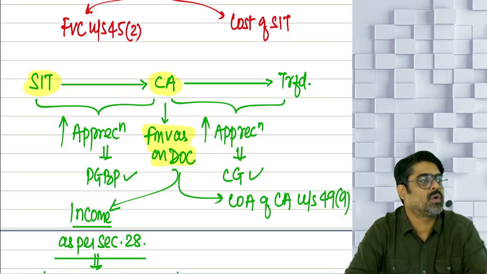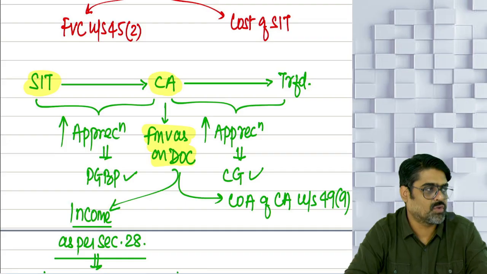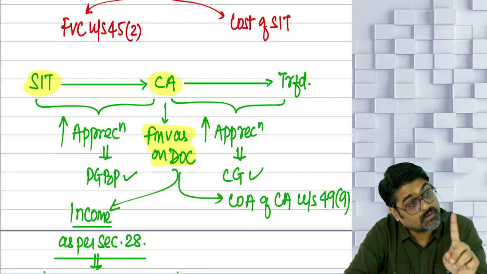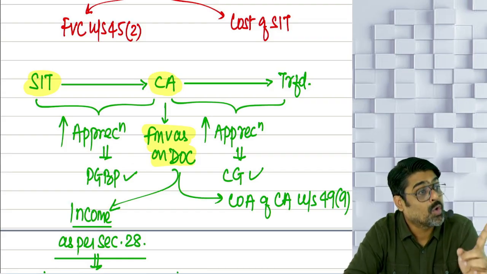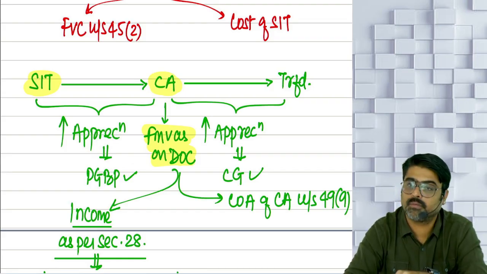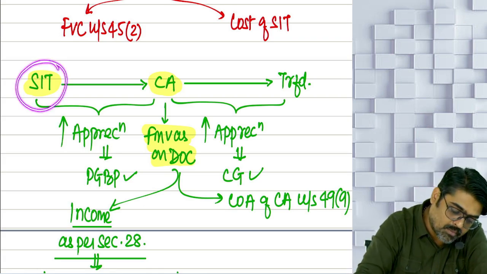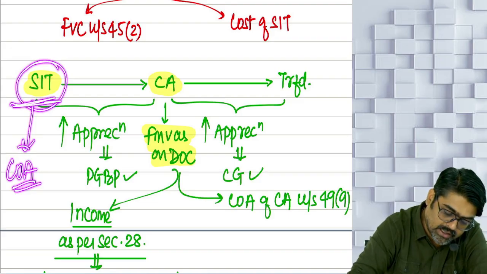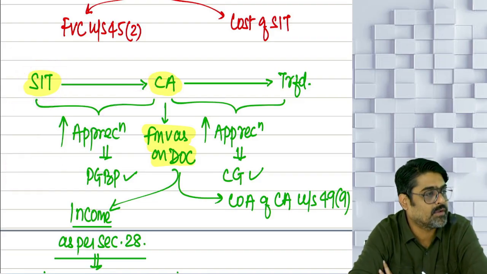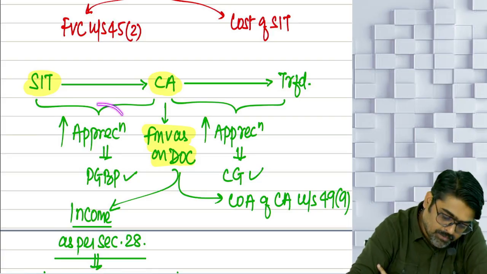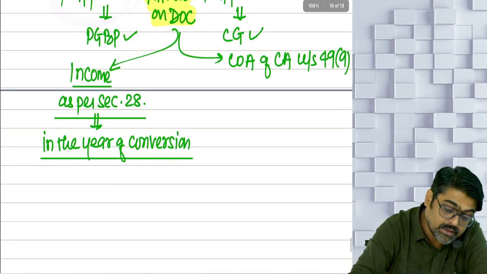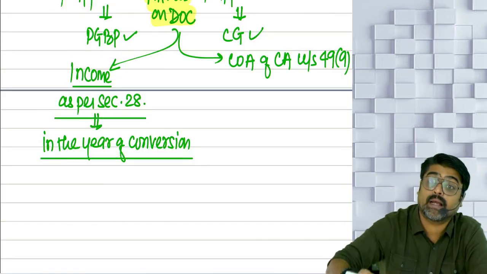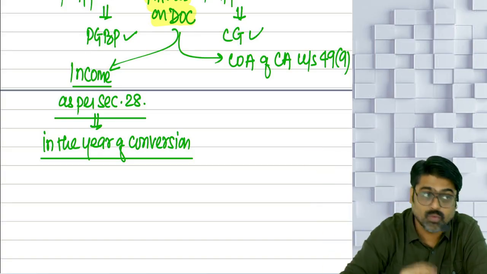Usually cost of acquisition is what? Actual cost. For some assets it is already defined, but in some cases there will be a deemed cost of acquisition also. You cannot take the cost of acquisition of stock in trade as the cost of your capital asset, because if you take that, the appreciation which is already taxed under the head PGBP on conversion will again be taxed as your capital gain. You want to do that?